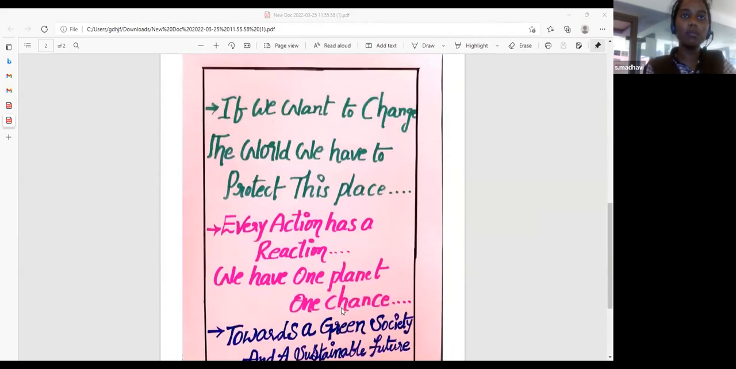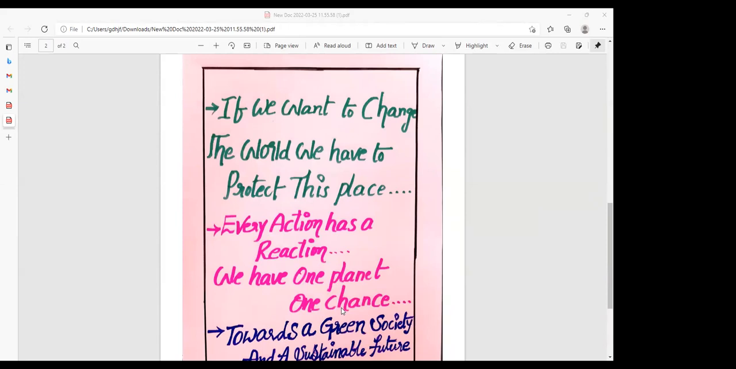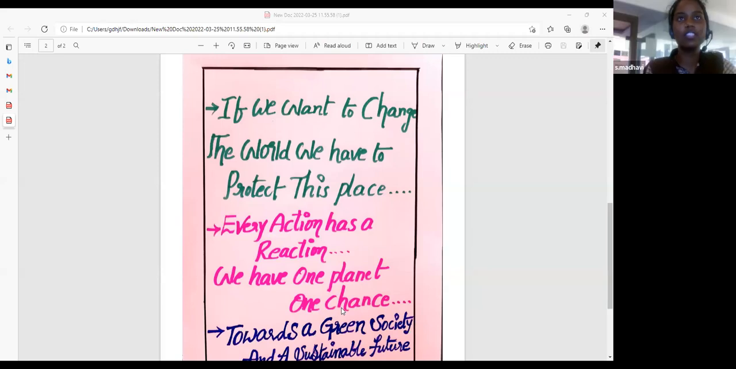I have also written some lines about this painting. If we want to change the world, we have to protect this place, because this is our place and this is our planet. We are all living in that only. Every action has a reaction. We have one planet and one chance. By our human actions, the earth will react to us, so if our actions are correct, then only the earth's actions will also be correct.